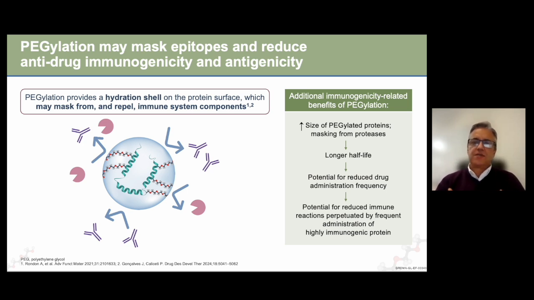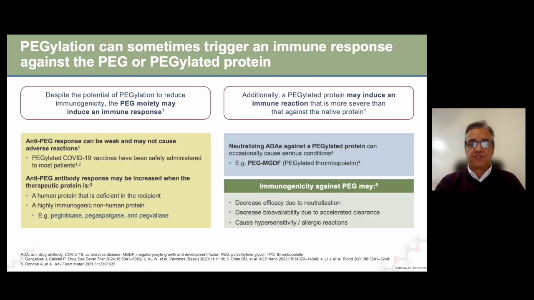So PEGylation can sometimes trigger an immune response against PEG or the PEGylated protein. Usually in many cases we have an anti-PEG response that can be weak or may not cause adverse reactions. Usually this is against small stretches of PEG, but when there is a long PEG polymer, we might have a longer and more reactive immune response. What is important here is that the anti-PEG antibody response may be increased when the protein is a human protein that is deficient in the recipient, or a highly immunogenic non-human protein.